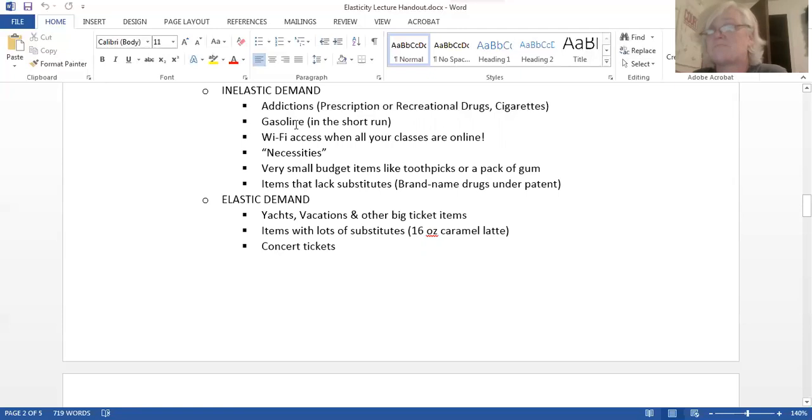Okay. So an example of an item with a lot of substitutes is a 16-ounce caramel latte. You could get a 12-ounce, you could get a 20-ounce. You could change it from a caramel latte to an espresso or to a frappuccino or whatever, however you like your coffee, right? So there's a whole bunch of substitutes for a 16-ounce caramel latte. And concert tickets, right? Those aren't necessarily essentials, necessities. They're fun, but if the price of the concert ticket got too high, you just go, I'll pass on this one. I'll go to the next one.